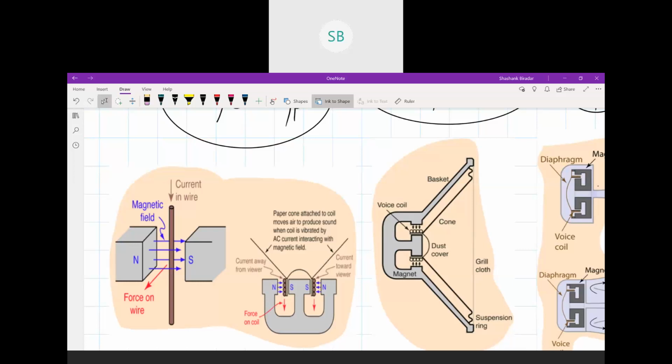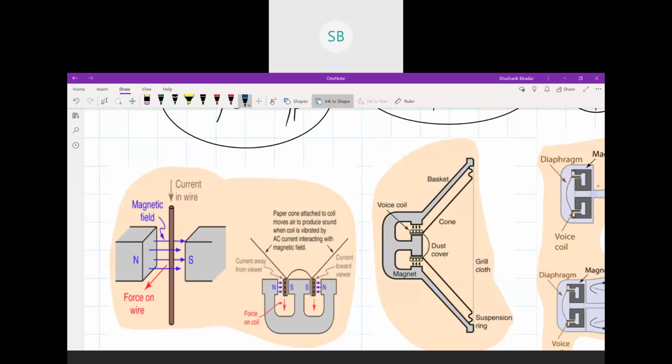So when the audio current passes through the voice coil, an interaction takes place between the magnetic field and current through the coil, right? This interaction produces a force that works on the voice coil. Due to this force, the voice coil vibrates, which makes the conical paper diaphragm vibrate. So there's a diaphragm which is being vibrated due to this force. This produces the sound waves in the surrounding air.